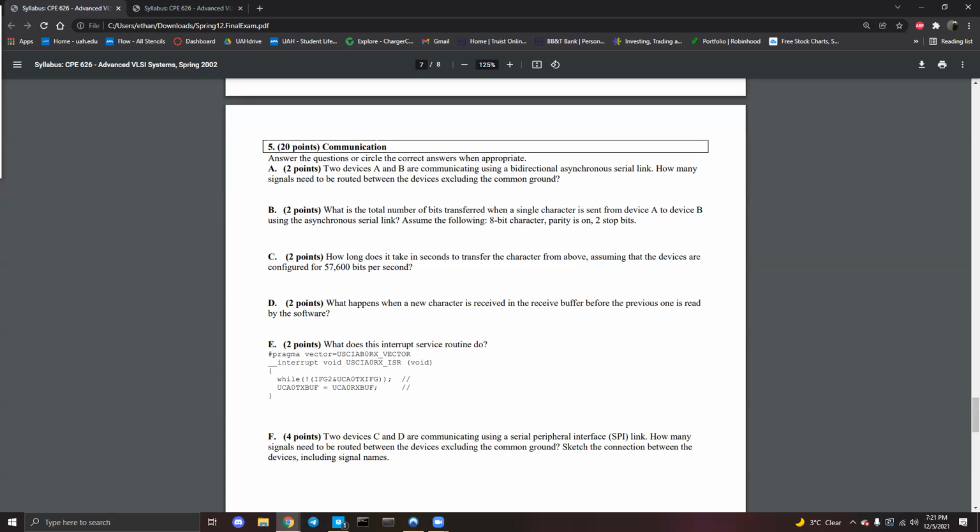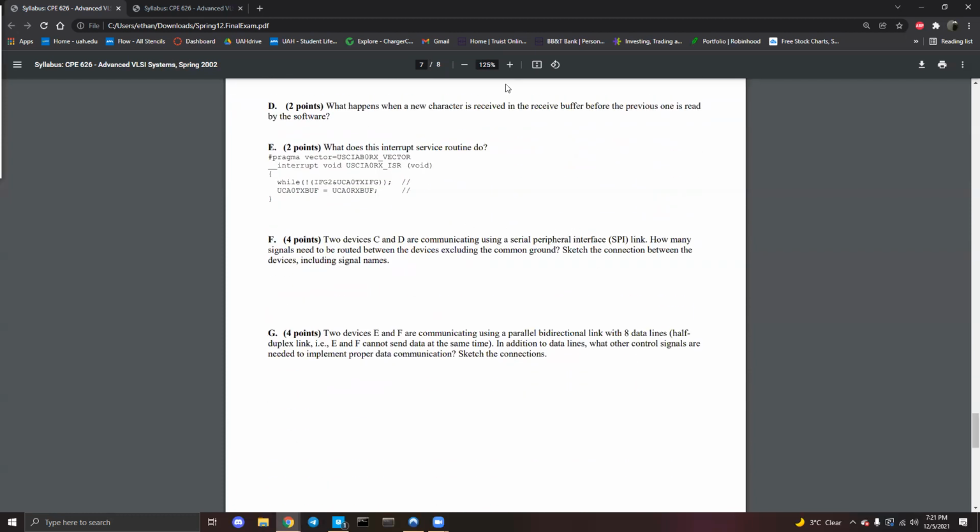All right. And it says, what does this interrupt service routine do? So we have a pragma vector. I use this ISR. So it's a receive vector. So whenever anything's received, it's triggered. All right. So that's literally it.